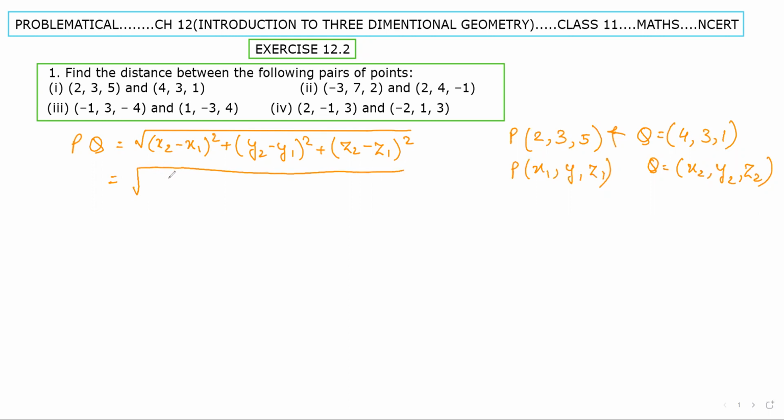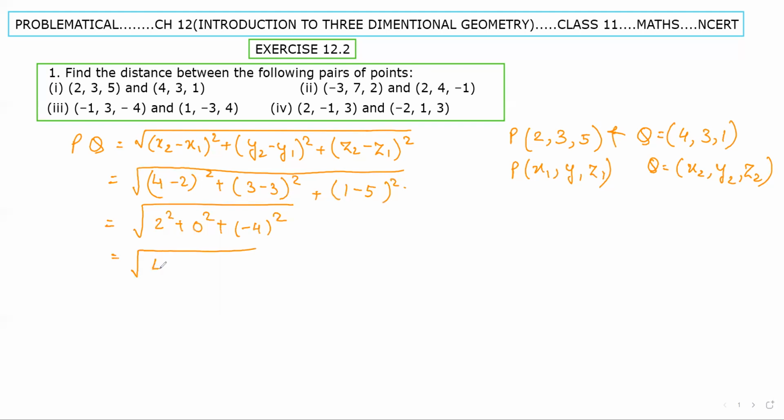So, (4 minus 2) whole square plus (3 minus 3) whole square plus (1 minus 5) whole square. This gives root of 2 square plus 0 square plus minus 4 square, which equals 4 plus 0 plus 16, which is root 20. It can be written as 2 root 5. This is PQ for the first section. Second value.